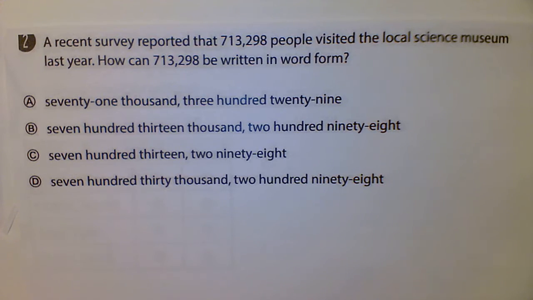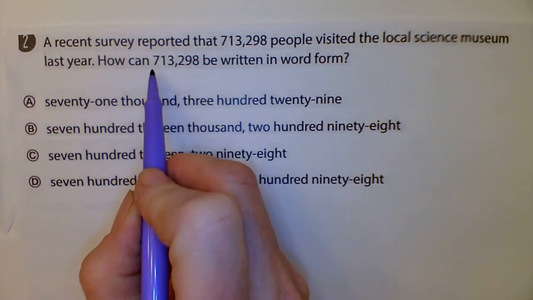So here it says, a recent survey reported that 713,298 people visited the local science museum last year. How can 713,298 be written in word form? You have a couple different things you can do. One way that I highly recommend is that you take this number and write it in word form yourself. Then you're definitely going to get it right. So I'm going to go ahead and do that.